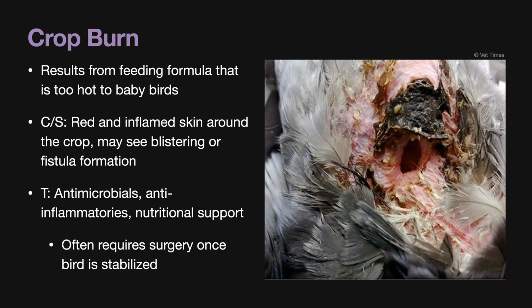Crop burn is a condition that results from feeding formula that is too hot to baby birds. The skin around the crop becomes red and inflamed, and you may see blistering or fistula formation in severe cases. Treatment involves antimicrobials, anti-inflammatories, and nutritional support, and many of these birds will require surgery once they have stabilized.